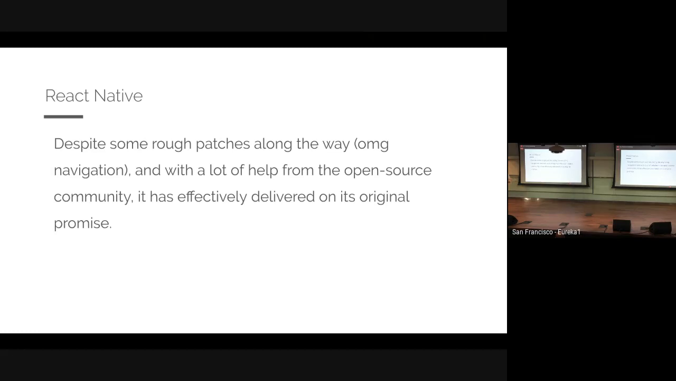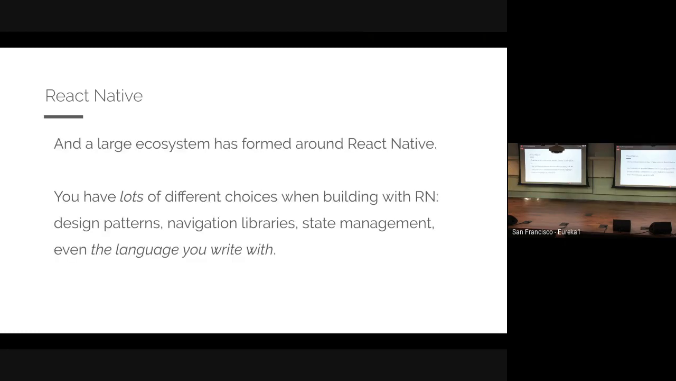And despite some rough patches along the way, like navigation, which we've been through like 7 iterations of, and with a lot of help from the open source community, we've effectively delivered on that original promise. Learn once, write everywhere. You can be almost as good as native, but with the speed and agility of writing in JavaScript. A large ecosystem has formed around React Native, and you have lots of different choices when building: different design patterns and state management, and even the language that you write in. If you want to write in JavaScript, great, or TypeScript, or Reason ML, or any number of languages that compile to JavaScript, like hopefully not CoffeeScript, but you guys get the gist, right?